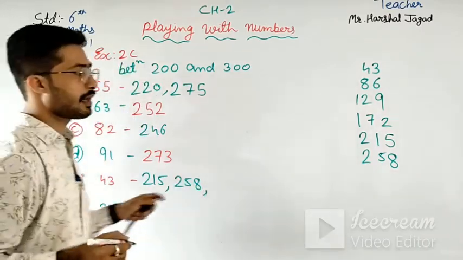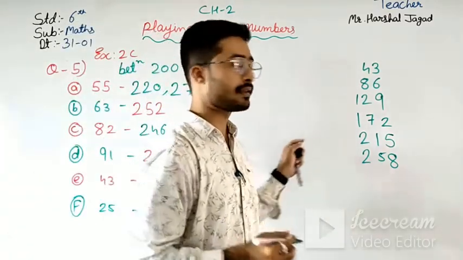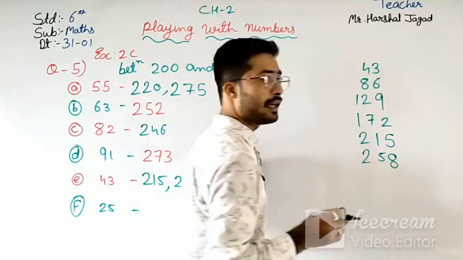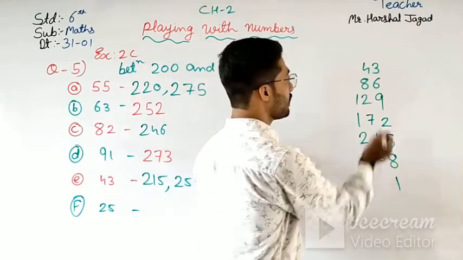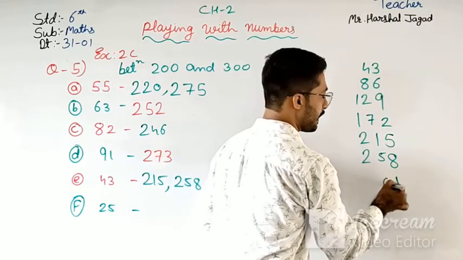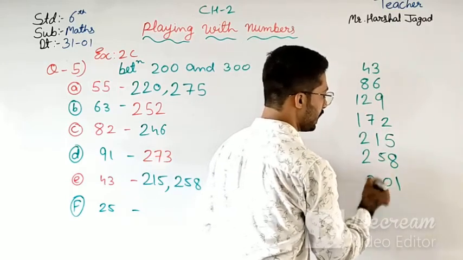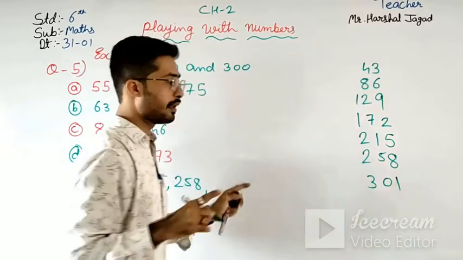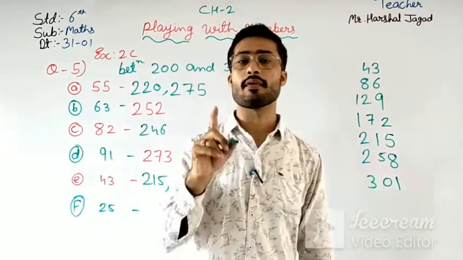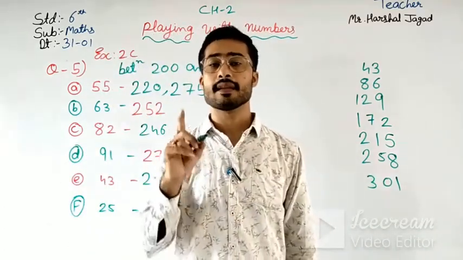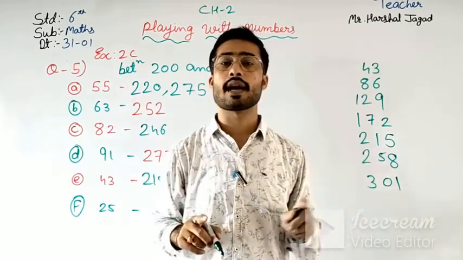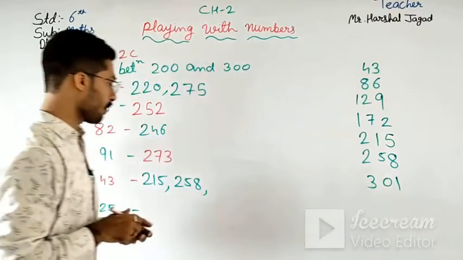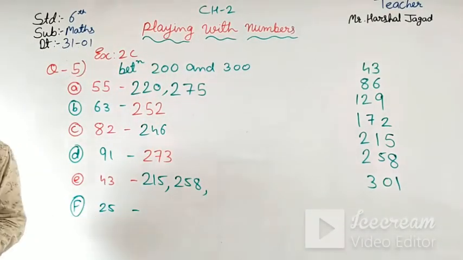Okay, then after adding more 43 in it, that is 8 plus 3, that is 11, 5 plus 1, that is 6, 6 plus 4, that is 10, and here it will be 301. But we should not take more than 300. It is 301, so we will not write this. Moving forward to 25.